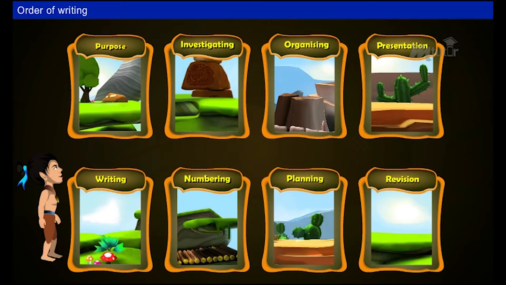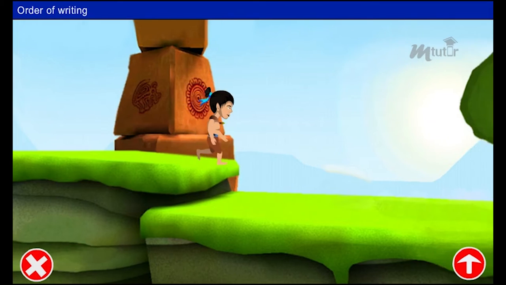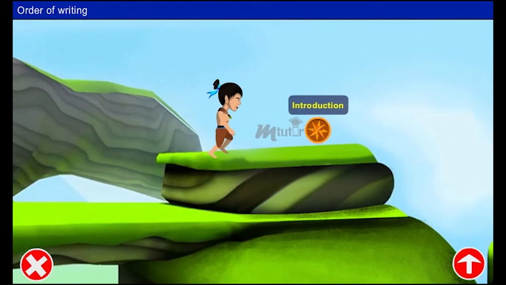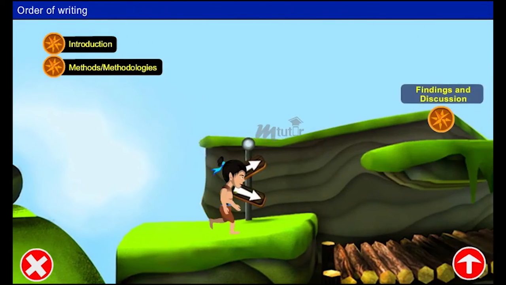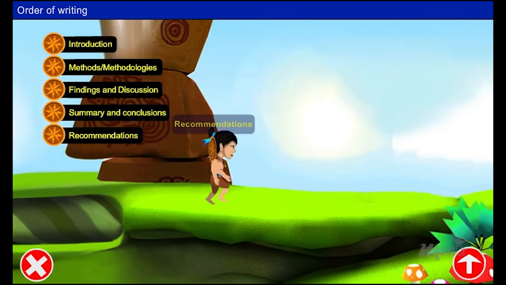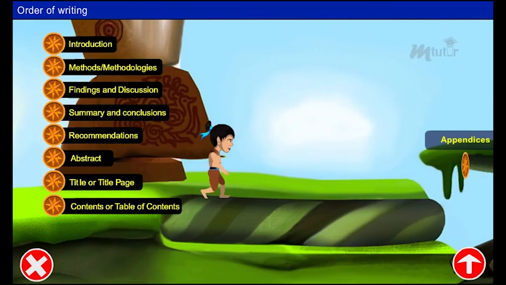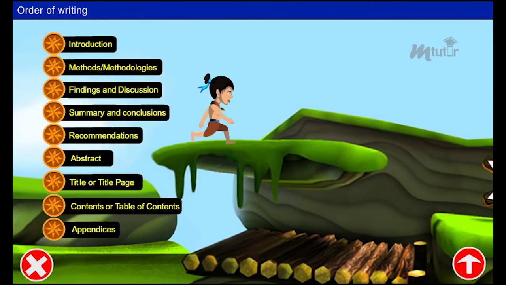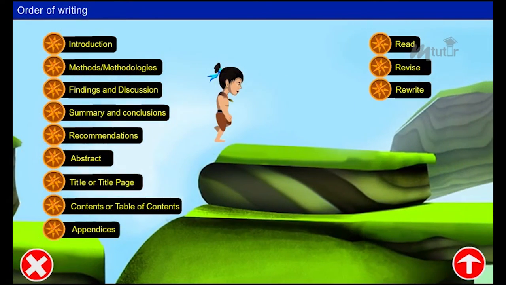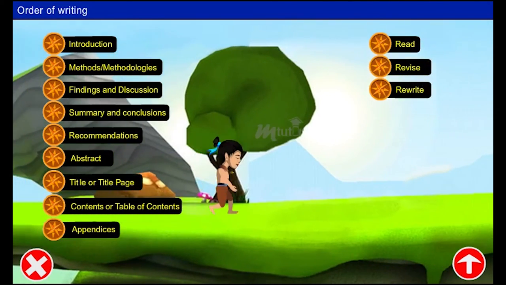The fifth stage is the order of writing. The following is one of the recommended orders of writing because each section that you finish would help you to write the next one. Introduction, methods or methodologies, findings and discussion, summary and conclusions, recommendations, abstract, title or title page, contents or table of contents, appendices. After writing all the sections, always read, revise, and rewrite the sections if necessary. The order of writing may vary according to the needs of an organization.